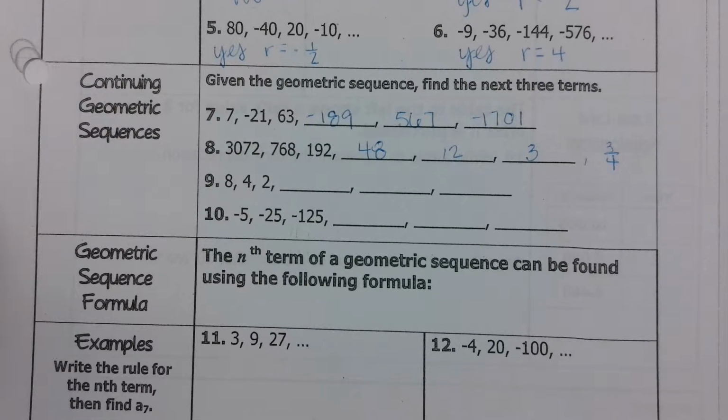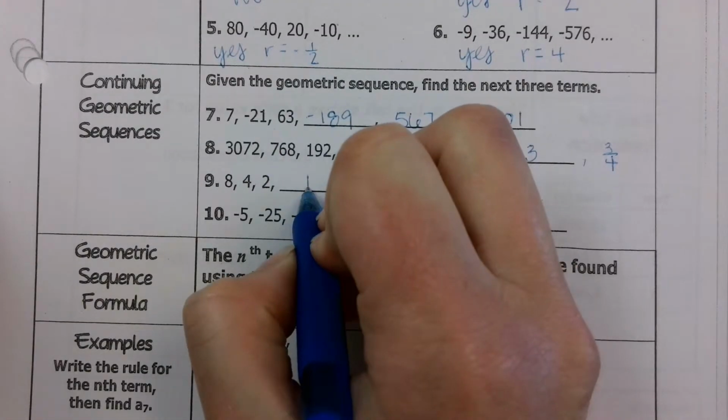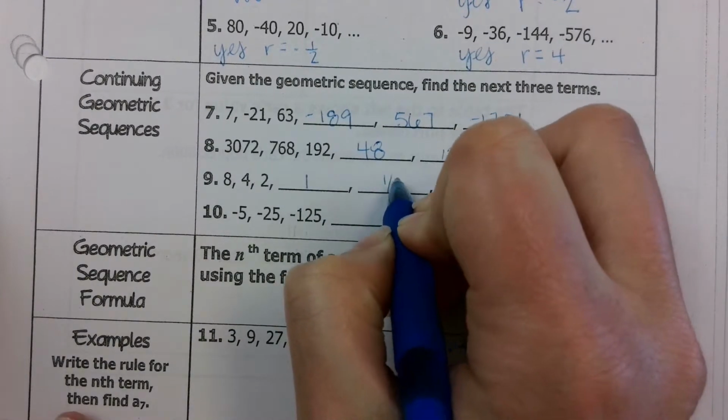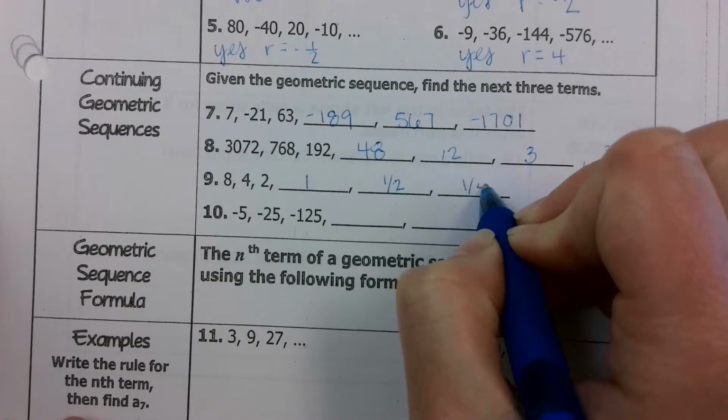Alright, so line number 9. We got 8, 4, 2. What are they doing? Divided by 2. What's 2 divided by 2? What's 1 divided by 2? What is 1/2 divided by 2? There you go.